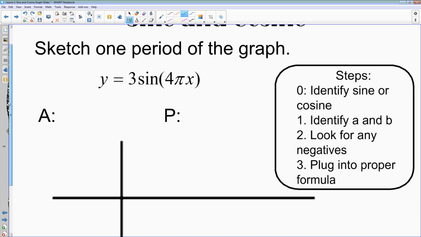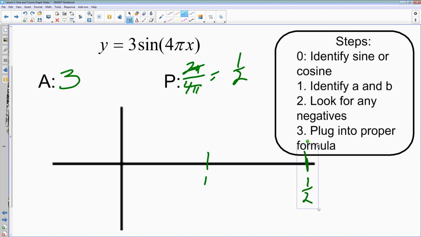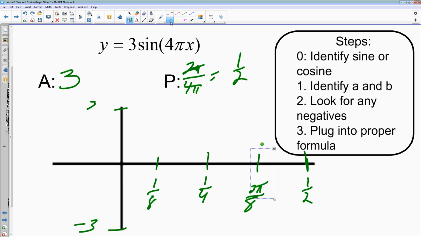All right, let's do sine. So y equals 3 sine 4 pi x. So my amplitude is 3. For my period, I do 2 pi divided by 4 pi. Sorry that moved. That's going to get me 1/2. All right, so 1/2 is here. Half of a half is 1/4. Half of a fourth is 1/8. And in between there is going to be 3/8. -3 to +3. Okay, it is my sine function, so I start at 0, 0. Then I'm going to go up to 3, back down to 0, down to -3, and up to 0. So here is my sine graph.